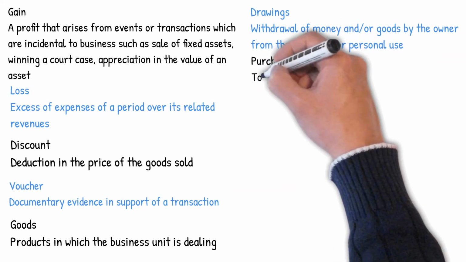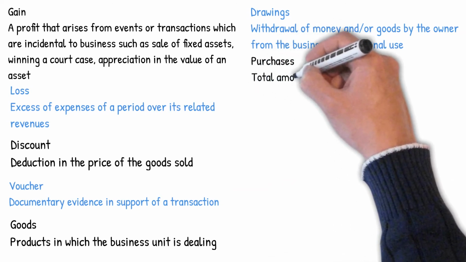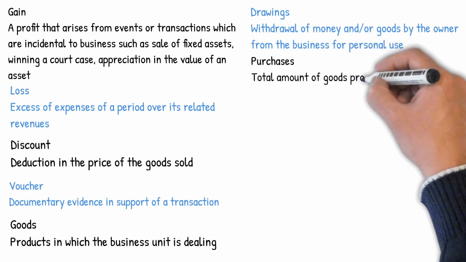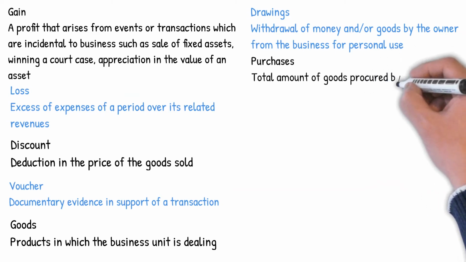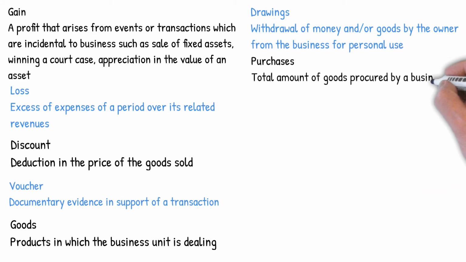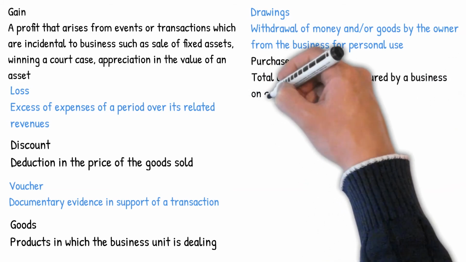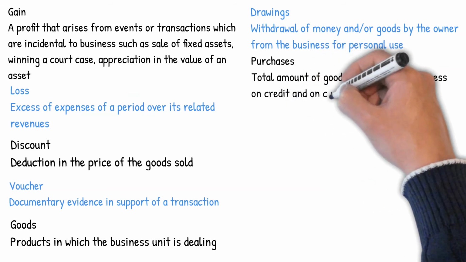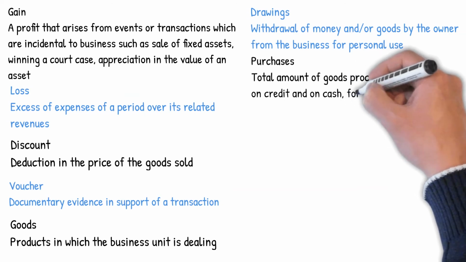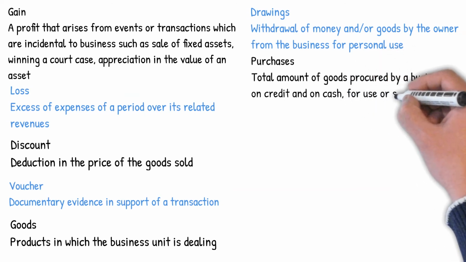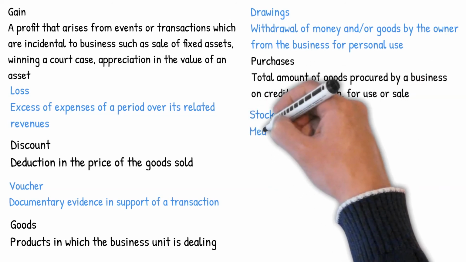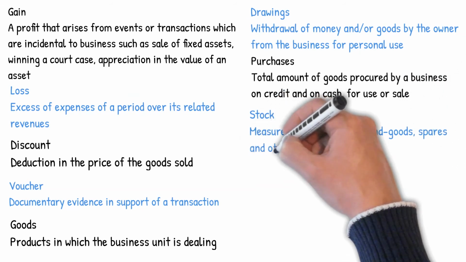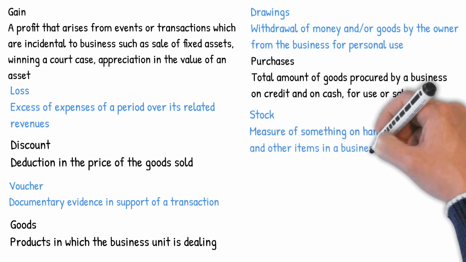Purchases. Purchases are the total amount of goods procured by a business on credit or on cash for the use or for sale. In a trading concern, purchases are made of merchandise for resale with or without processing. In a manufacturing concern, raw materials are purchased, processed further into finished goods, and then sold. Purchases can be made in cash or in credit. Stock. Stock or inventory is a measure of something on hand, goods, spares, or other item in the business.